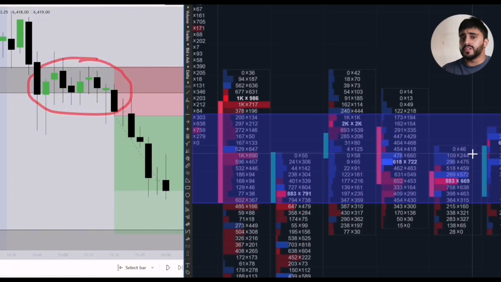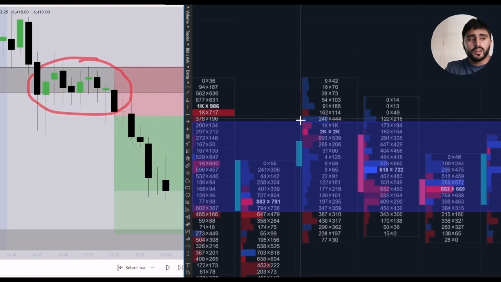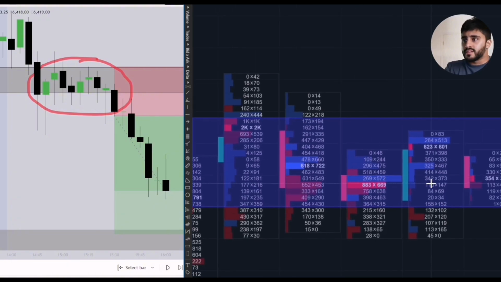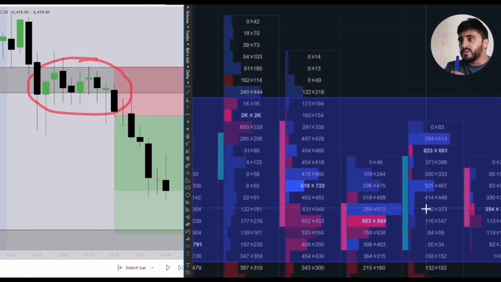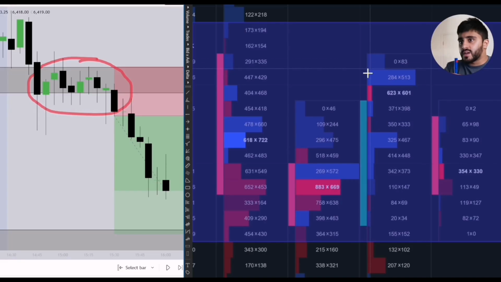Is this a supply zone or a demand zone? Well, it's a supply zone. There was more supply than there was demand because aggressive buyers failed to break above the level. In fact, we had aggressive buyers here, blue delta, blue delta. Now, what really gave it away to me was this. We had a green candle. Doesn't mean much. We had 284 for 513. That is roughly a 2x difference. There were double the amount of aggressive buyers than there were aggressive sellers.